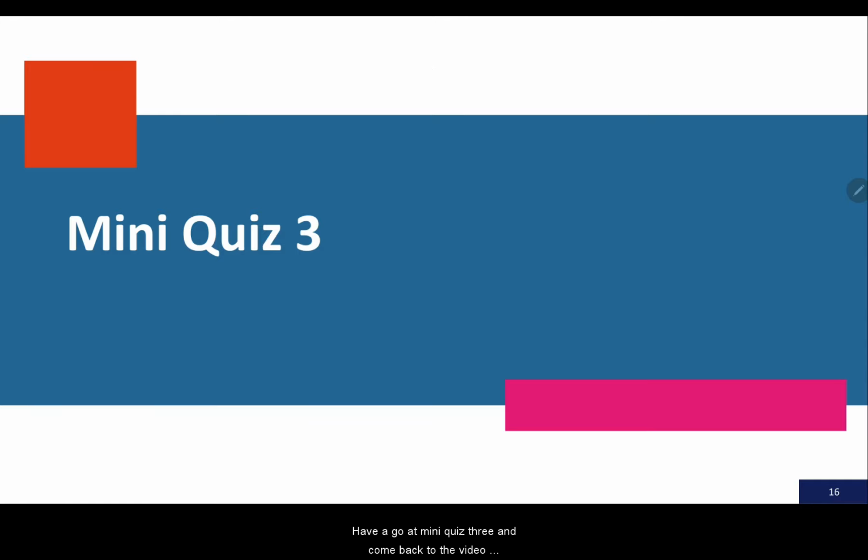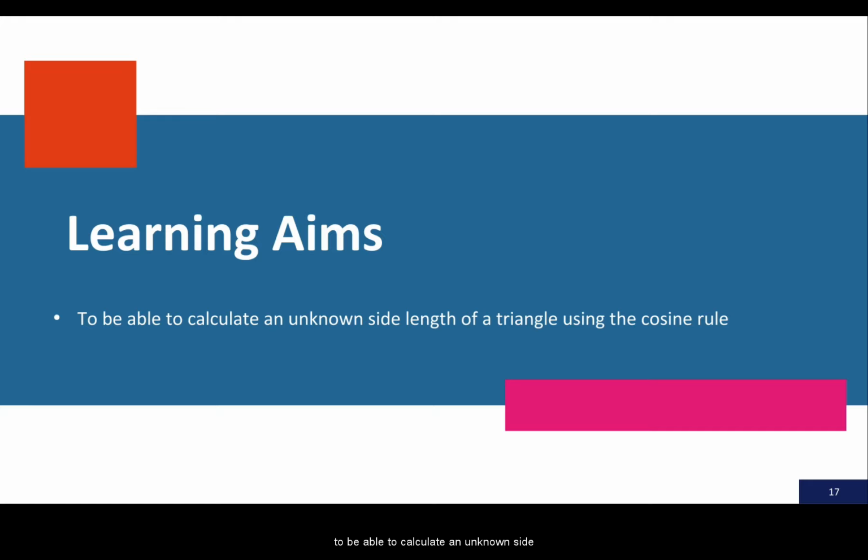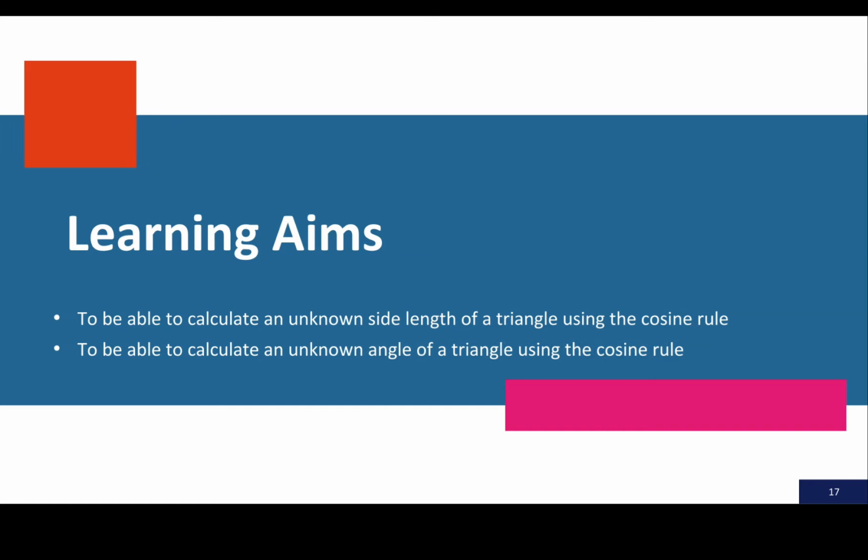Have a go at mini quiz 3 and come back to the video when you're ready. So the learning aims of this lesson were to be able to calculate an unknown side of a triangle using the cosine rule, to be able to calculate an unknown angle of a triangle using the cosine rule. Now remember, for the top objective, you need two sides and the angle between. And for the lower objective, you need all three sides.